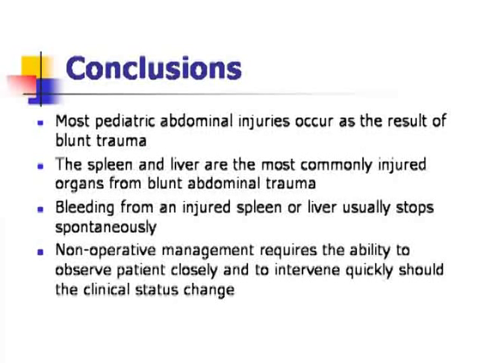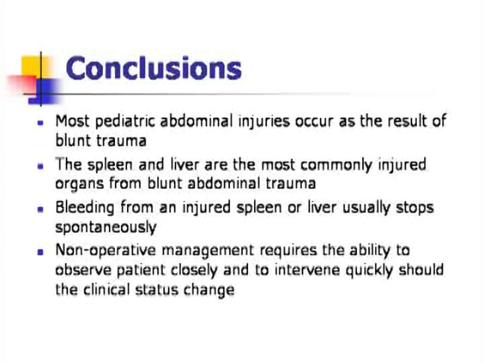So just to give some conclusions, most pediatric abdominal injuries occur as a result of blunt trauma. Spleen and liver are the most commonly injured organs from blunt abdominal trauma. Bleeding from an injured spleen or liver usually stops spontaneously, although there are patients who require exploration. And non-operative management requires the ability to observe these patients closely. I can't emphasize that more than anything else: if you're going to do non-operative observation, you have to be able to monitor the patient closely and intervene quickly should the clinical status of the patient change.